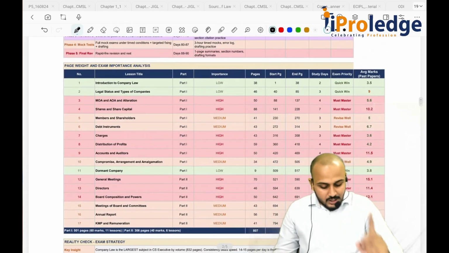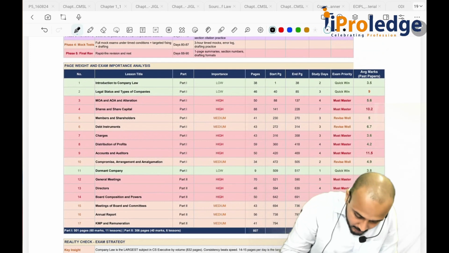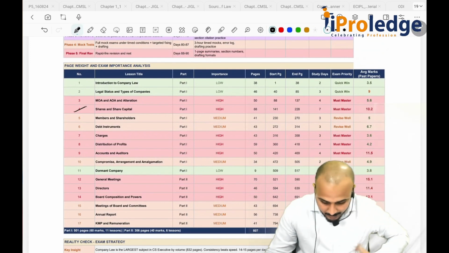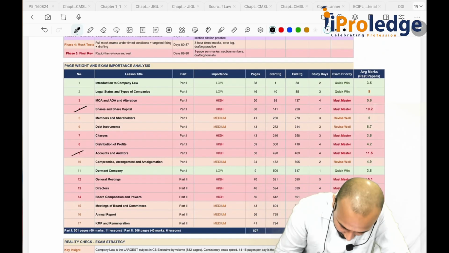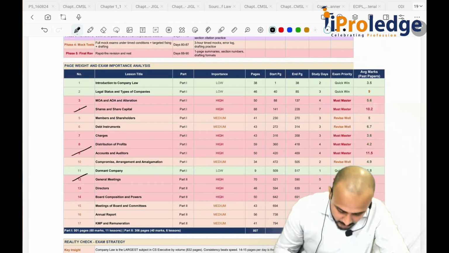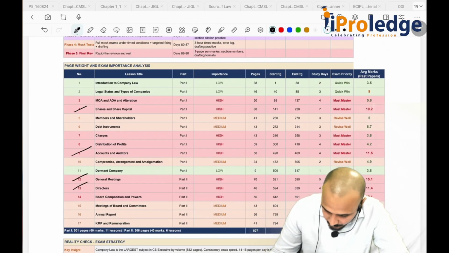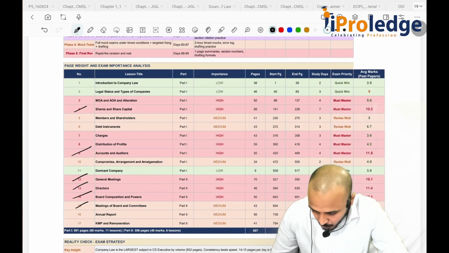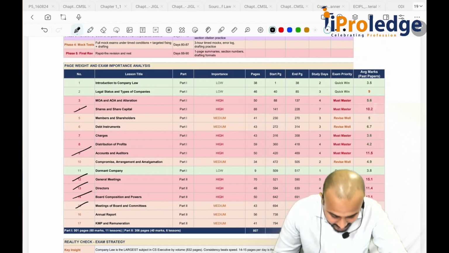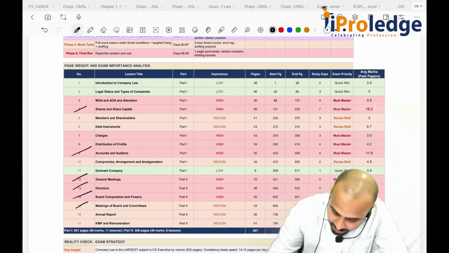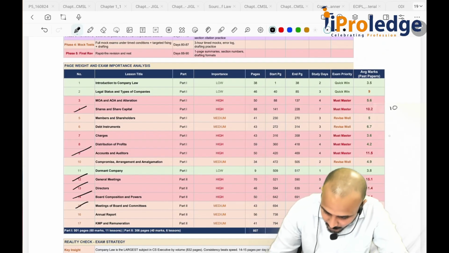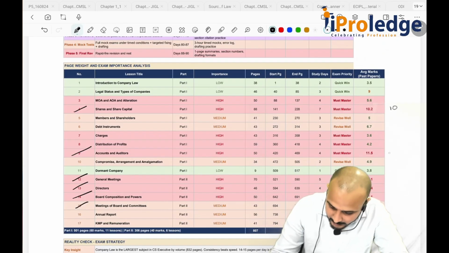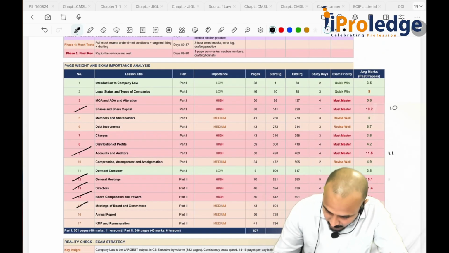Okay, so majorly you need to focus on chapter 4. Okay, chapter 4, then accounts and auditors, general meetings, directors, okay, board composition and powers, and meetings of the boards. If you calculate these 6 chapters, the marks, okay, average, so this is giving us anywhere between 10 marks. Accounts and auditors is giving us anywhere between 10 to 11 marks. Then it is 15 marks, 11 marks, and 12 marks.